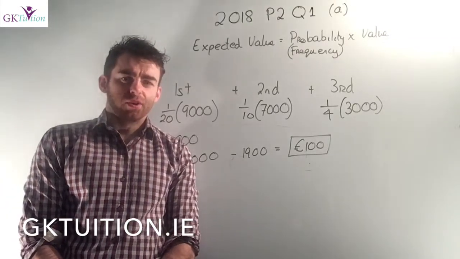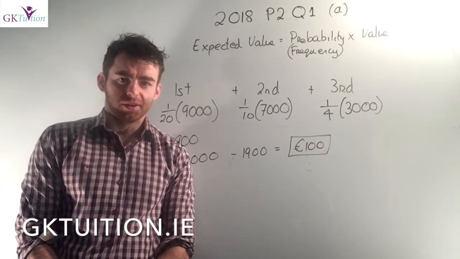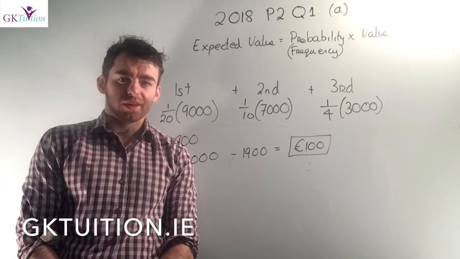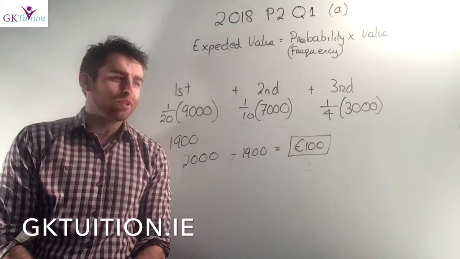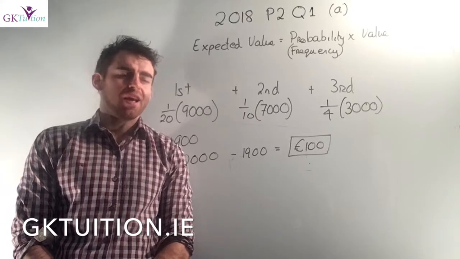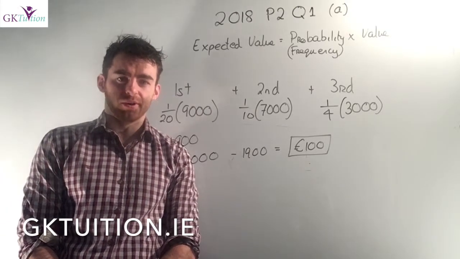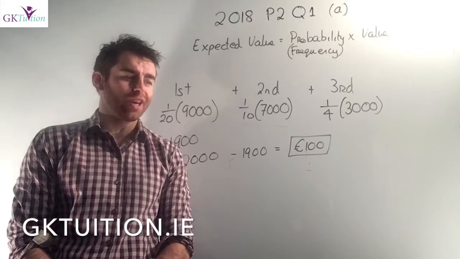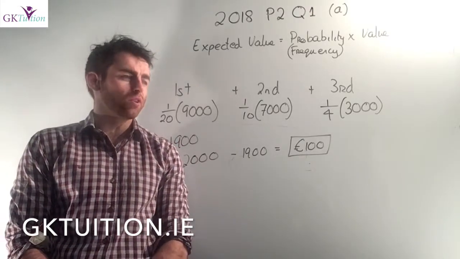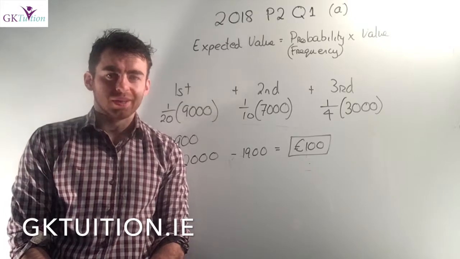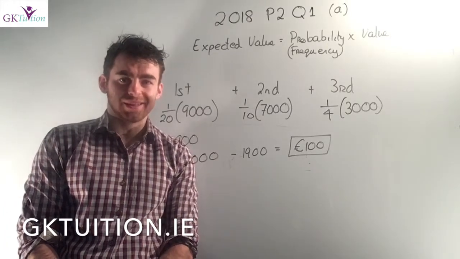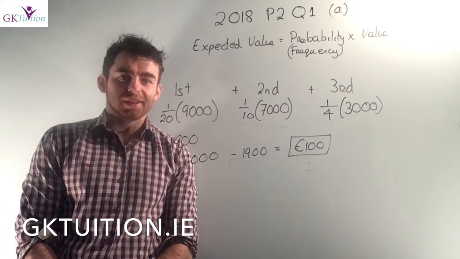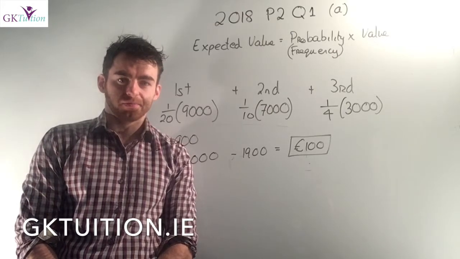In this question we're told that Mary is going to participate in a competition. The probability she wins the competition is 1 in 20, the probability she comes second is 1 in 10, and the probability she comes third is 1 in 4. The prize for first is €9,000, the prize for second is €7,000, the prize for third is €3,000. We're told that it costs €2,000 to play this game, so what is the expected value of Mary's loss?